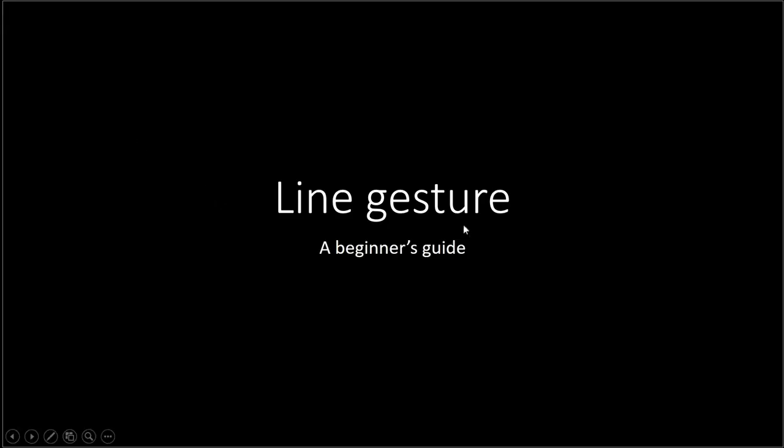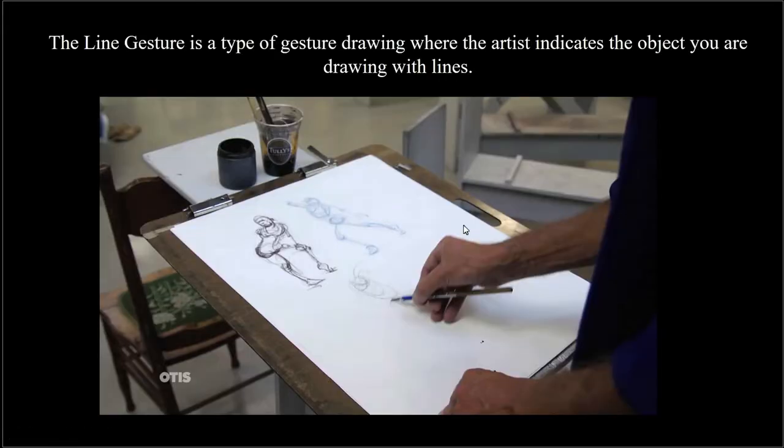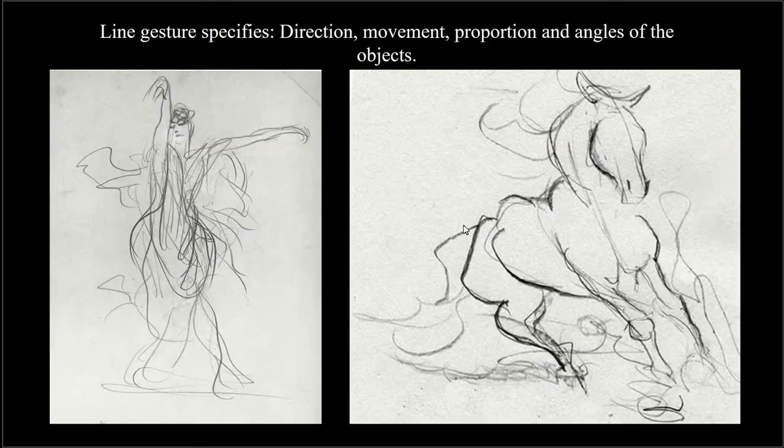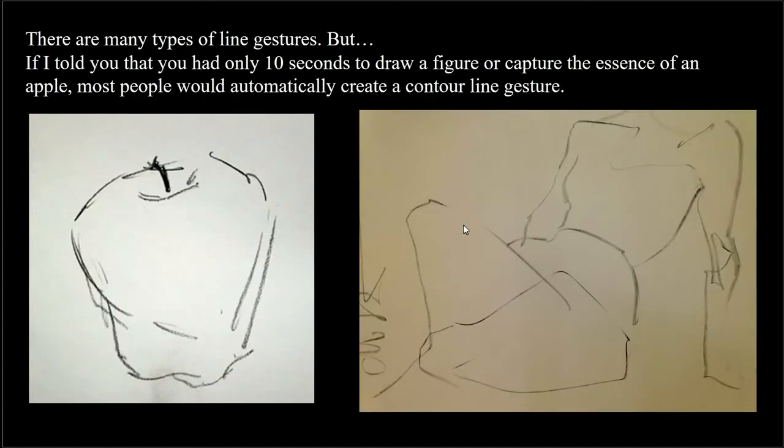Okay, let's go ahead and take a look at line gesture. Line gesture is a type of gesture drawing where the artist indicates the object that you're drawing with lines. Line gesture is the most common type of gestural drawing. It's also one of the fastest methods of gestural drawing. It can be as fast as 5 seconds to 30 seconds. Line gestures specify direction, movement, proportion, and the angle of the objects that you're drawing.